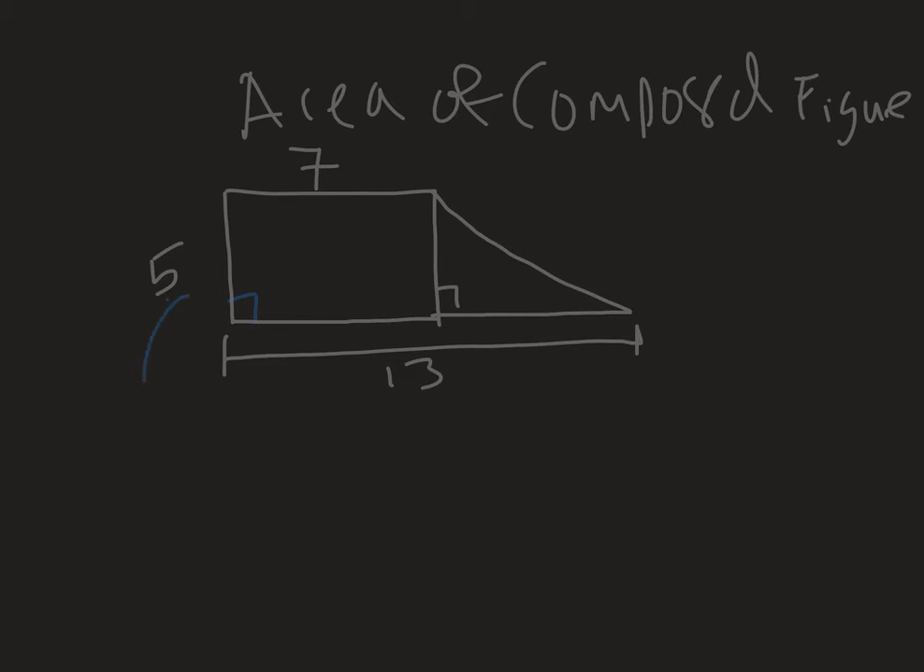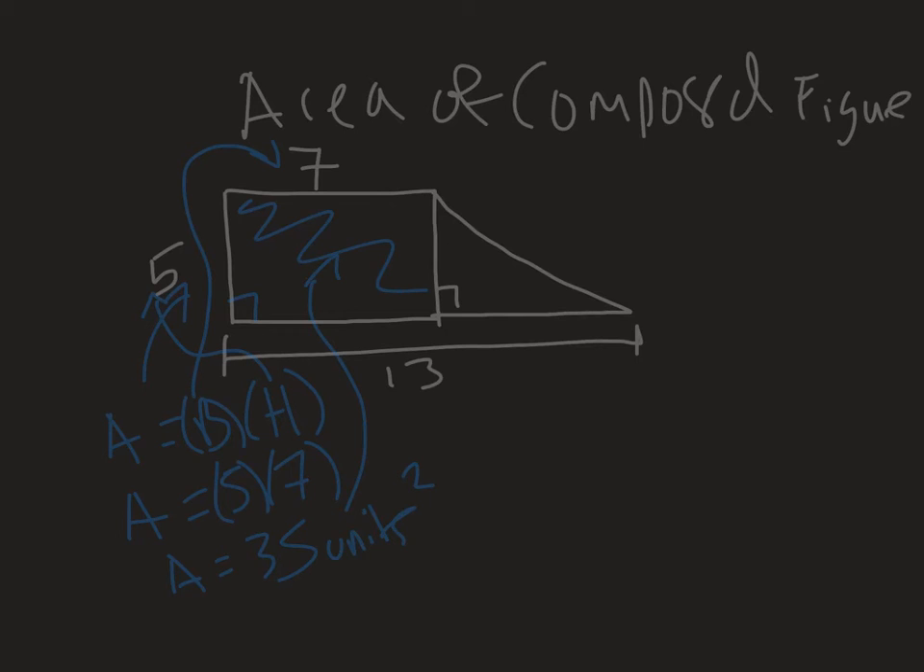If I'm thinking about this, the area would be equal to the base times the height, which in this case, my base would be the 7, and the height would be the 5. So the area is going to be 5 times 7, which would be 35 square units. Okay, so that's the area for this piece.